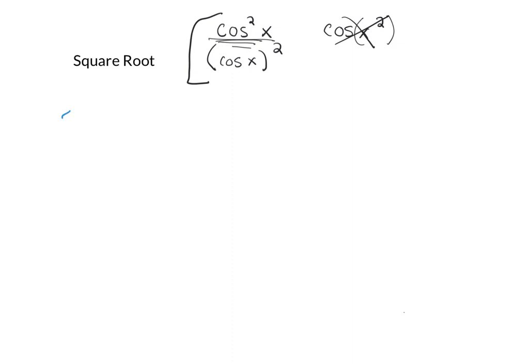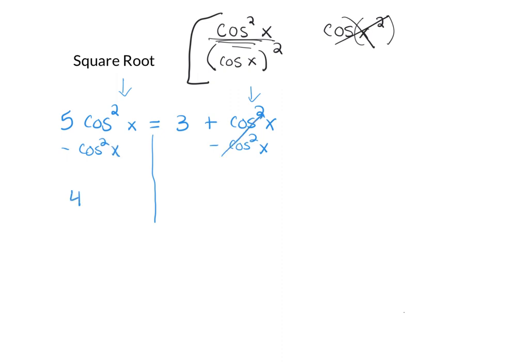So here's the first example. 5 times cosine squared of x equals 3 plus cosine squared x. So let's think about this. If we're solving an algebraic equation, this is just like we have variables on both sides. Let's get them onto one side. So if I subtract a single cosine squared, now I have 4 cosine squared x equals 3. So then you can divide by 4. Cosine squared x equals 3 over 4.